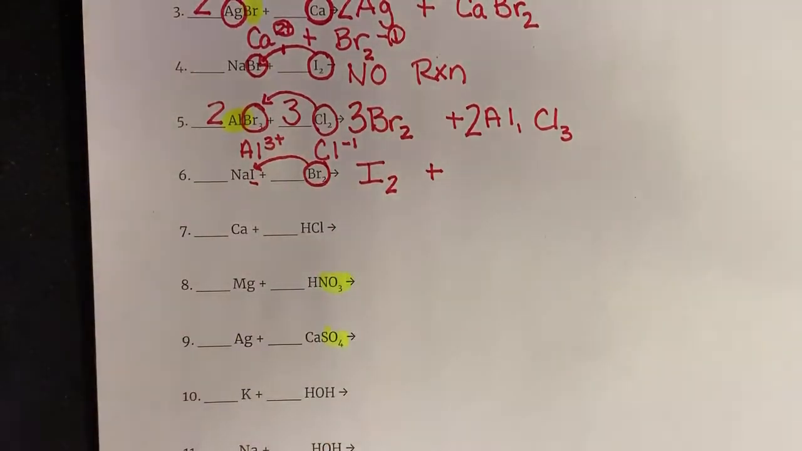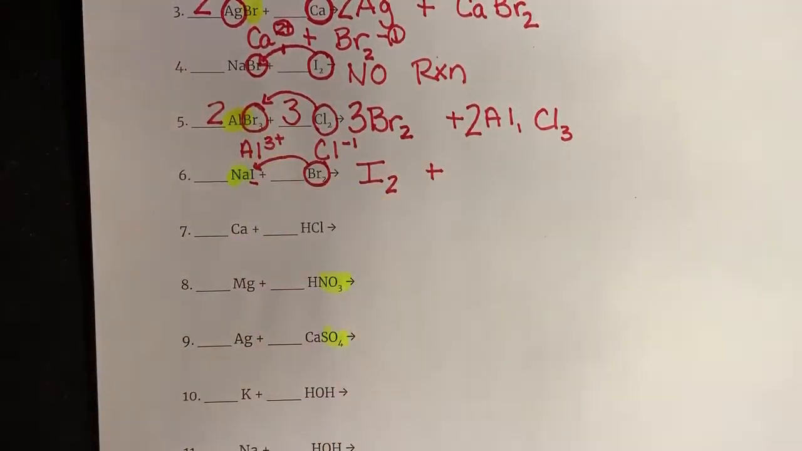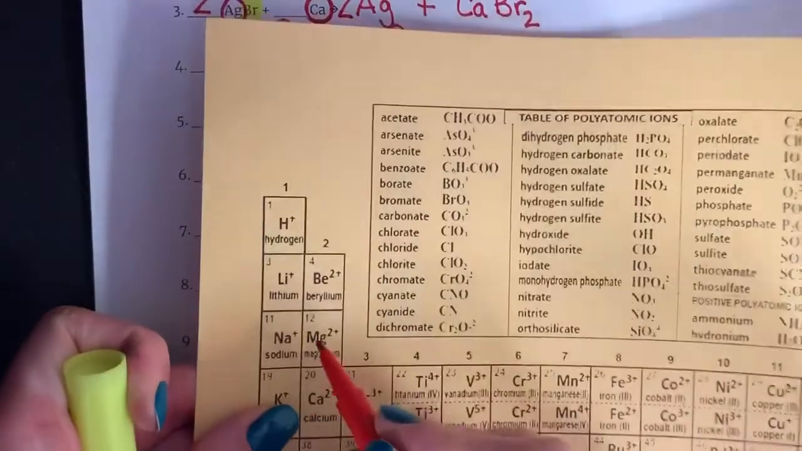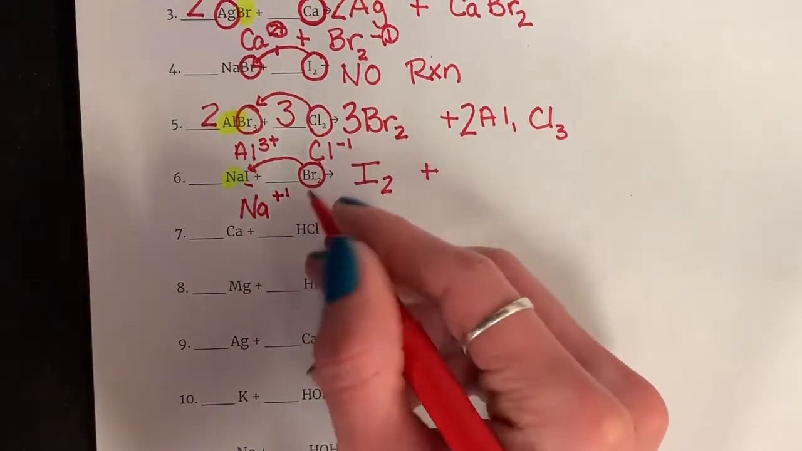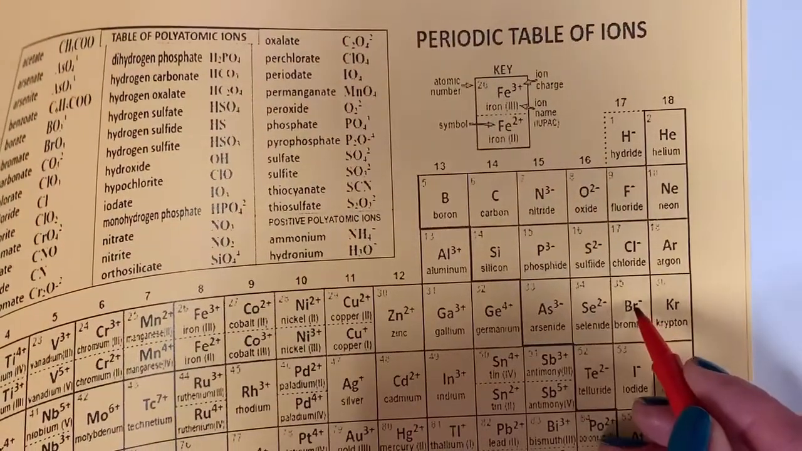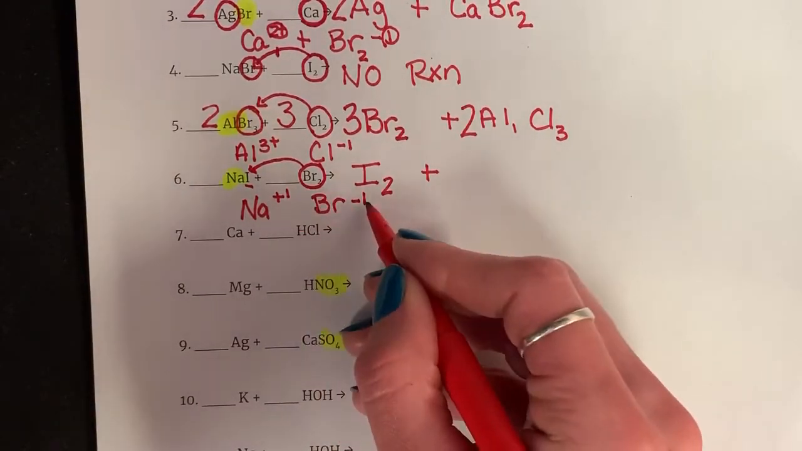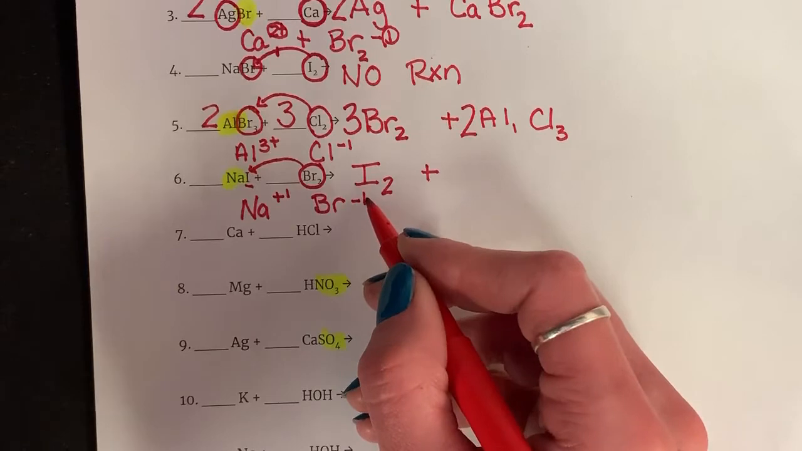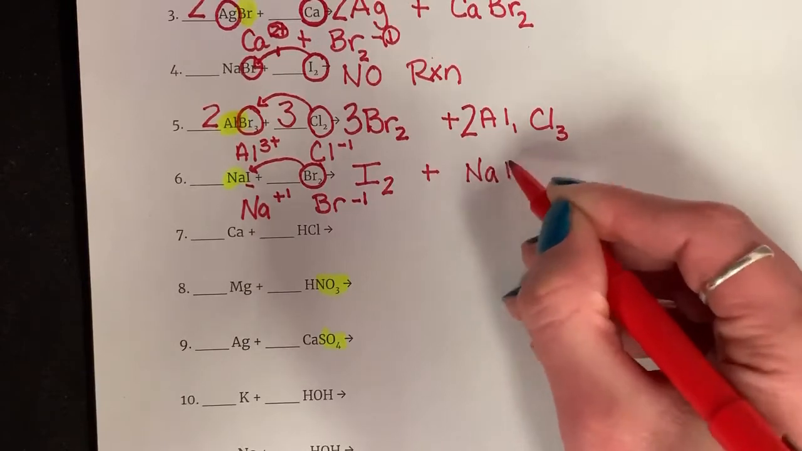Br is going to take his place, so he's going to partner with sodium. Again, I look at my periodic table. Sodium is a +1. He's partnering with Br, not Br2. It would only be Br2 if it was a polyatomic ion. Bromine has a -1. +1, -1. My charges are the same, so I'm going to take them, push them together, and make NaBr.